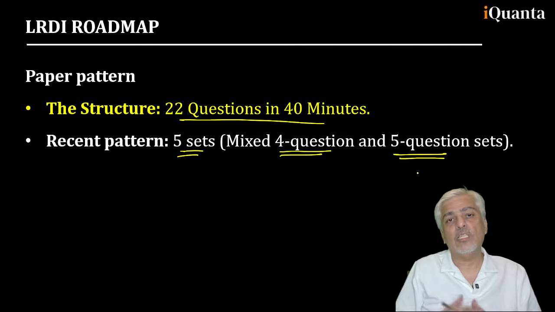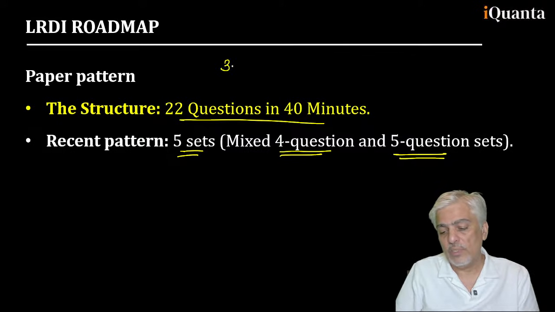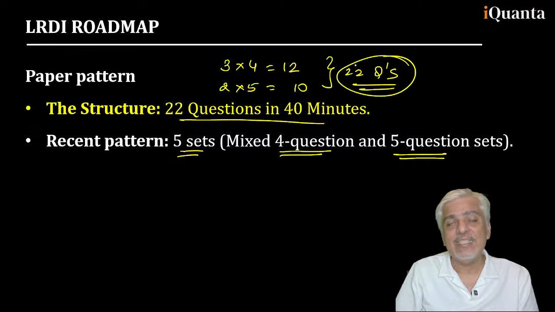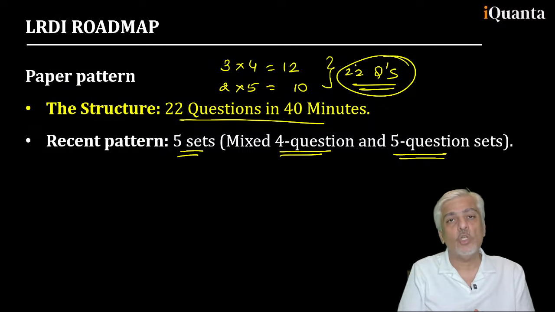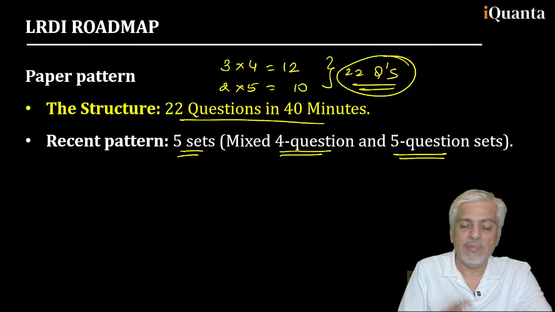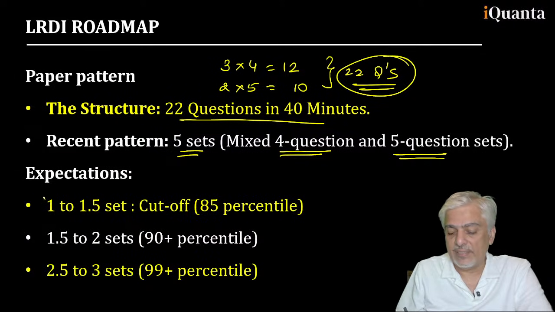Okay. So there are 2 sets with 5 questions each and 3 sets with 4 questions each. So 3 sets with 4 questions each is 12 marks or 12 questions, and 2 sets with 5 questions each is 10 questions, so a total of 22 questions. As I said, if you are able to solve 2 sets completely and correctly, then normally you will achieve 90 percentile. That's your main requirement.